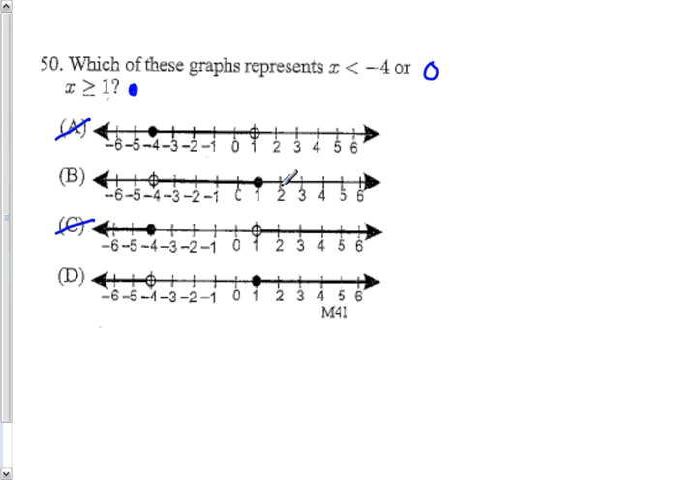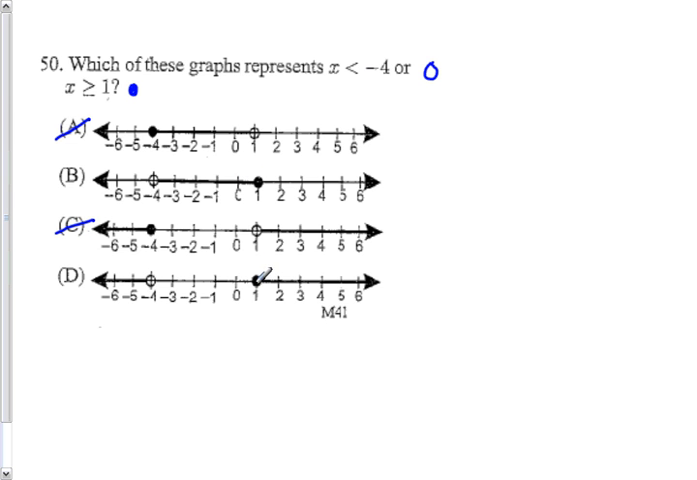So I'm going to look at my graphs and I look at B. B is darkening in from the 1 with a closed circle, which is what we want, but it's going to 0. Well, 0 is less than 1, but I need it to be more than 1. So I'm thinking B is not the right answer.